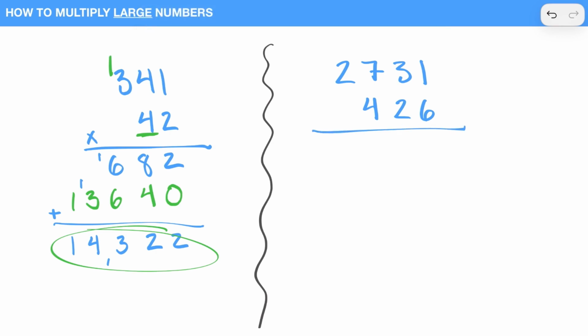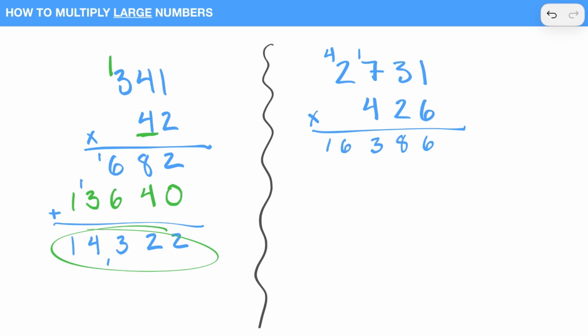We're multiplying. Let's do 6 times 1 is 6. 6 times 3 is 18. Carry the 1. 6 times 7 is 42. Plus 1 is 43. Carry the 4. 6 times 2, that's 12. Plus the 4 is 16.